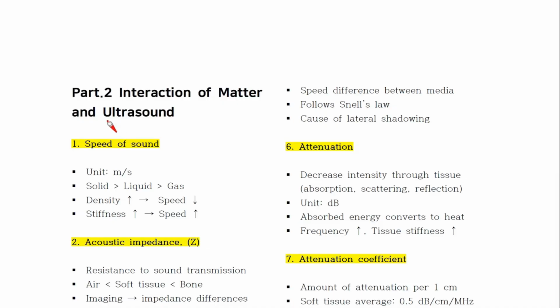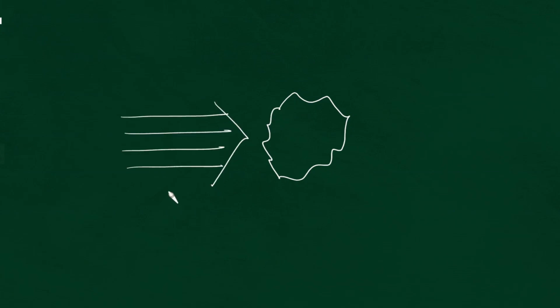In part 2, I will explain the interactions between ultrasound and materials. To study this part, you first need to understand what concepts we need to learn here. I'll briefly explain this, and then we'll move on to the main topic. Let's assume that there is a certain material here. Here, as the ultrasound travels along, it encounters this material. Part 2 is all about studying what changes occur when ultrasound meets this material.